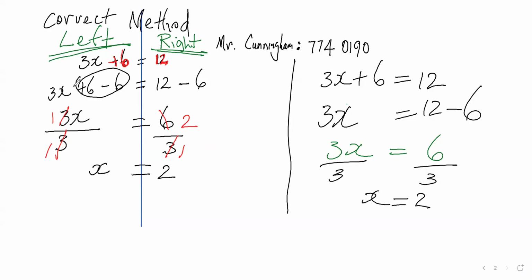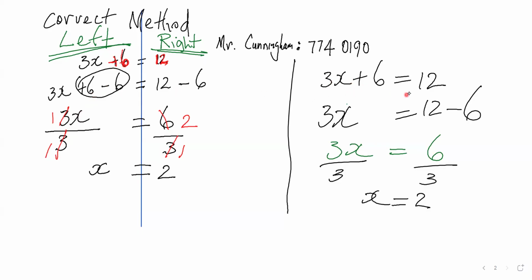Everybody wrote this down. So 3x plus 6 equals 12. We needed to put all the numbers on the right-hand side. The 3 was 3 times x. So I had a minus 6 on both sides, and then I had 3x.